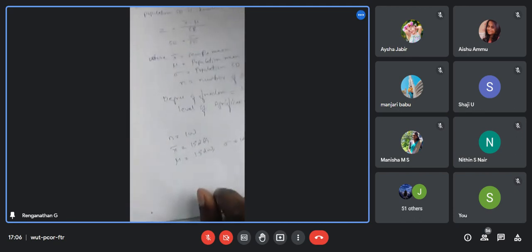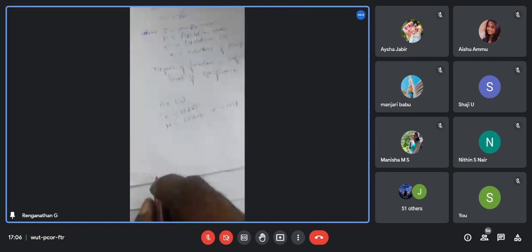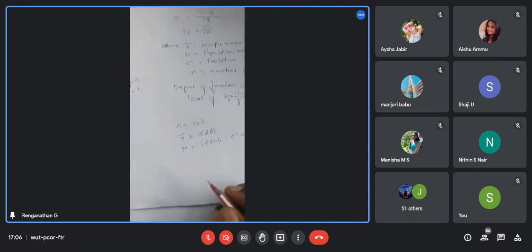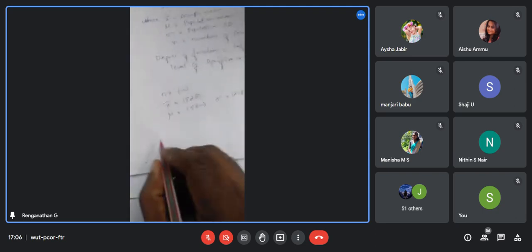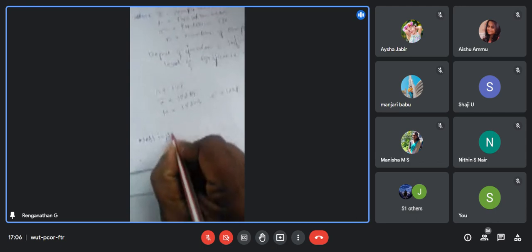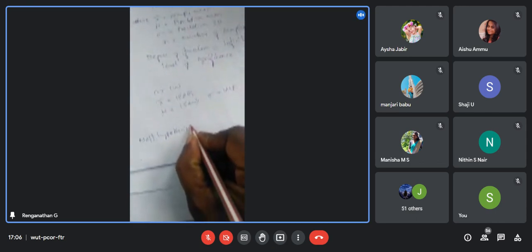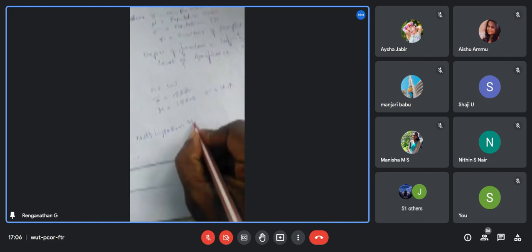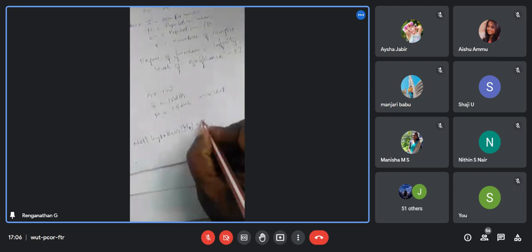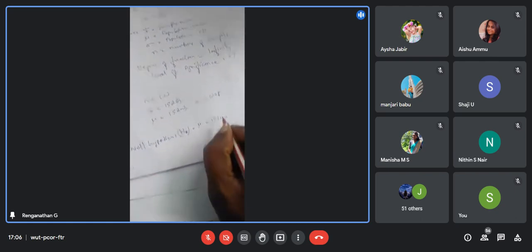As the first part of testing a hypothesis, we have to state this. What is the population mean? That is to be written as the null hypothesis. The null hypothesis, usually denoted as H0, is equal to mu, meaning the population mean, which is 15,200.